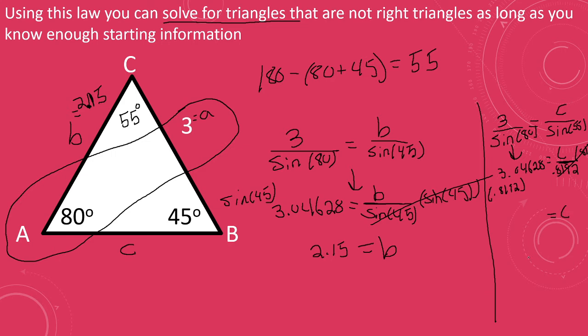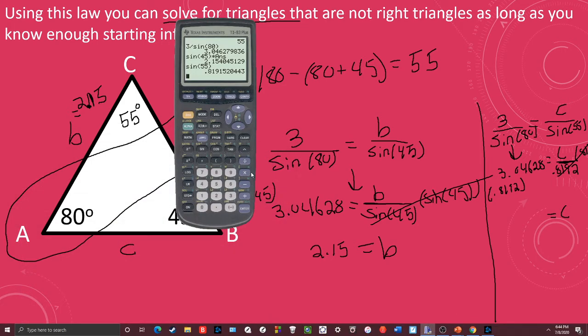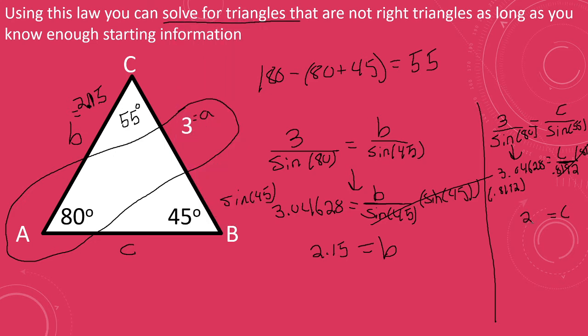And then in my calculator, take this times 3.04628. Oops, let me try that again. Sine of 55 times 3.04628. We get 2.4, and that 9 is going to be rounded up, so it'll be 2.5. So side C would be 2.5 units.